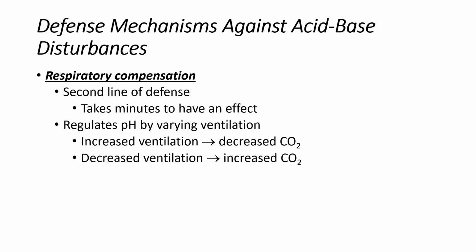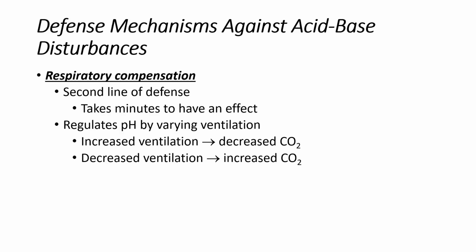So if we're in a state of, let's say, acidosis, the lungs will kick in and they will increase the ventilation so that we can increase our rate of breathing and we can blow off more of that CO2 more quickly, and we can decrease our plasma CO2 levels, which will effectively decrease our acidity in the blood and bring our pH back to normal.